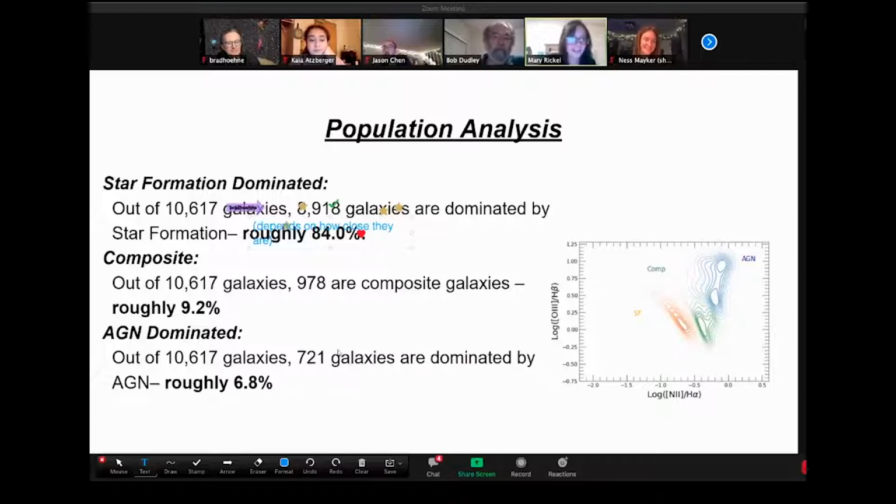Everyone is correct. The majority of the galaxies in our data set were classified as star formation dominant. And we found roughly 9.2% were dominated by both star formation and AGN. And we found roughly 6.8% of the galaxies in our data set were dominated by AGN.